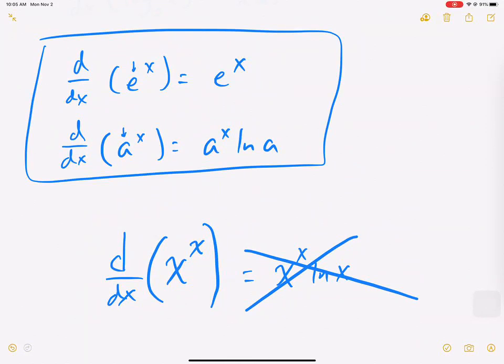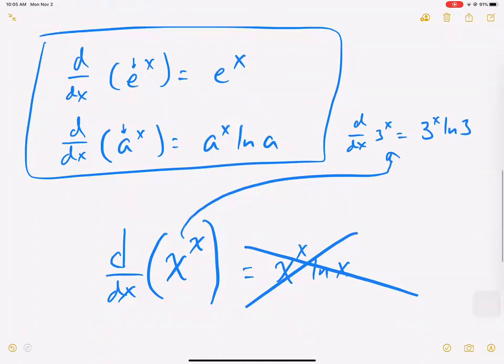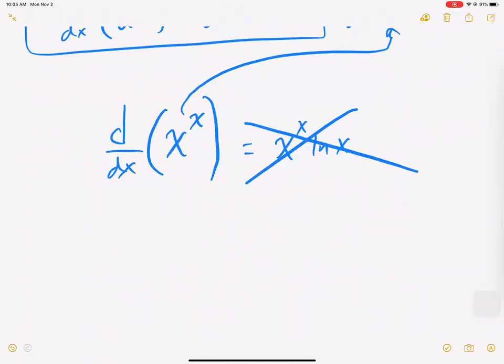For instance, d over dx of 3 to the x is equal to 3 to the x ln of 3. But x is a variable, not a constant. So we're going to see a problem that looks like this right now, and we're going to go ahead and try to break it down.